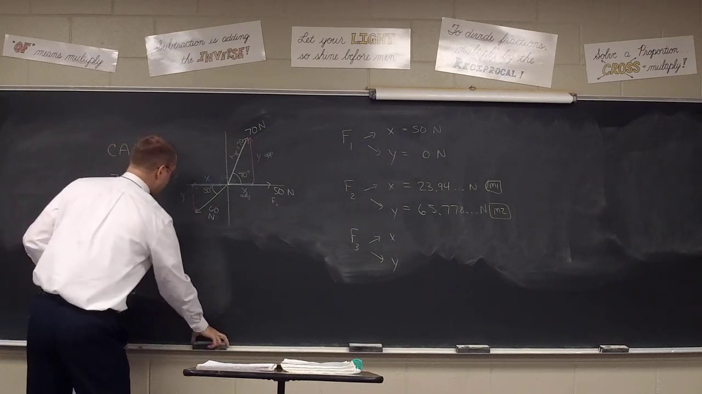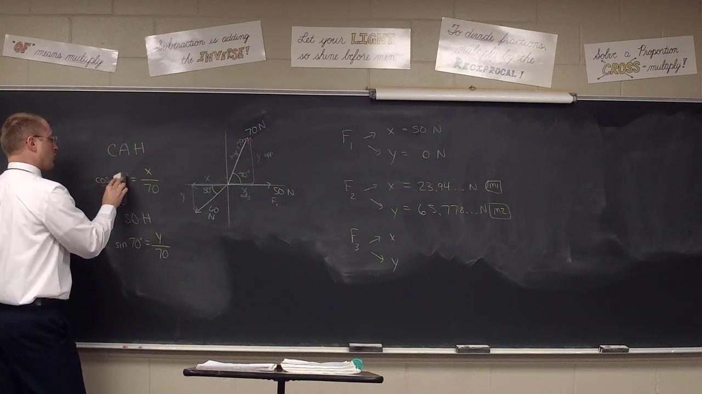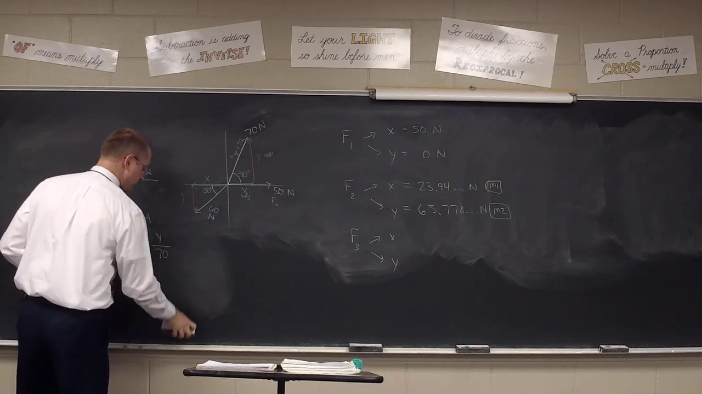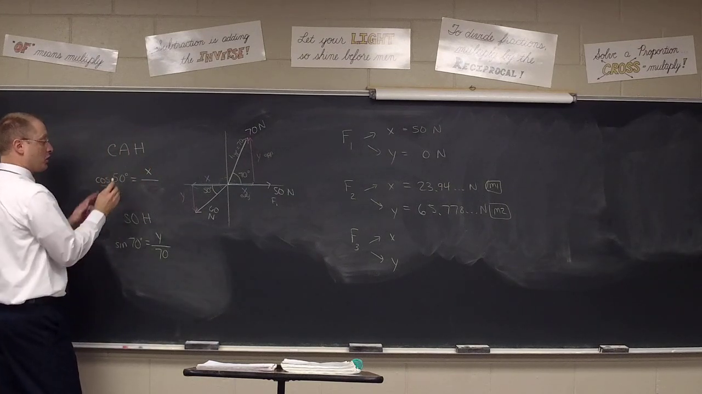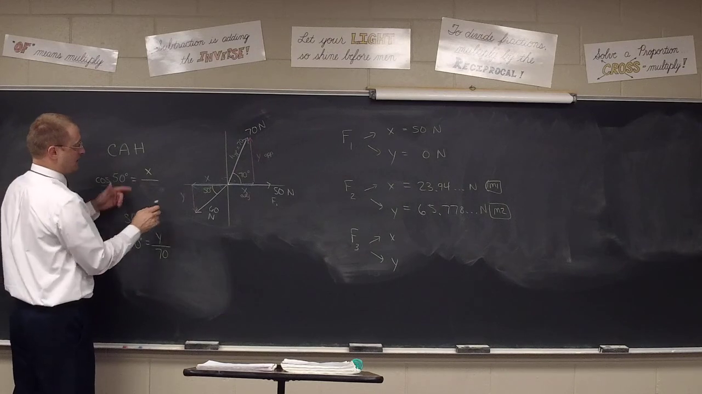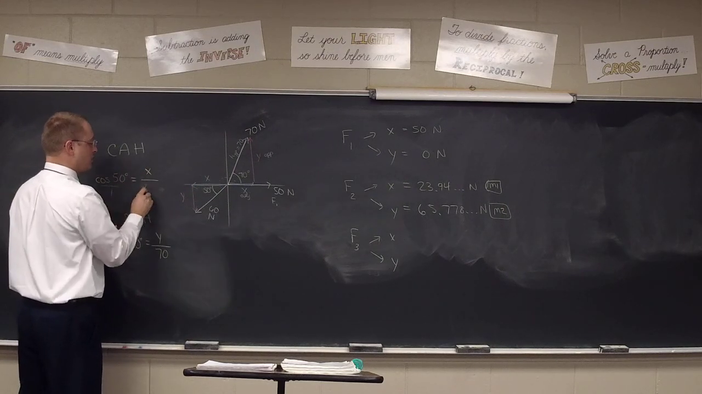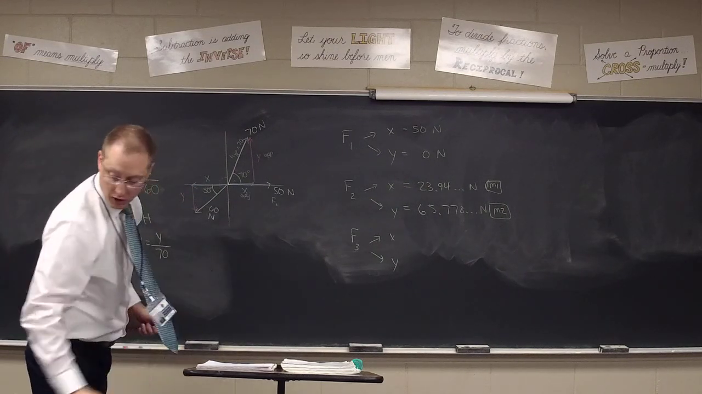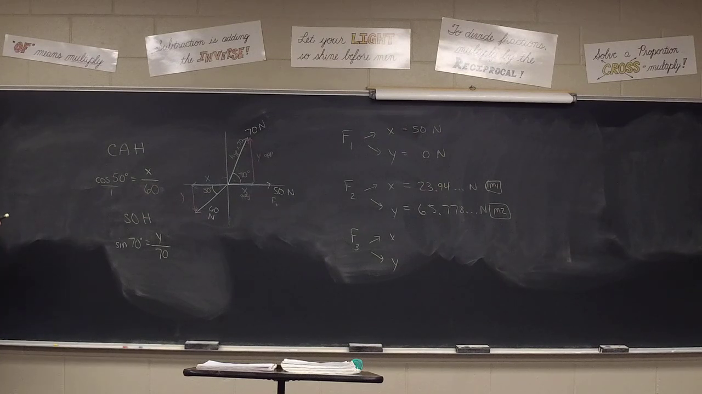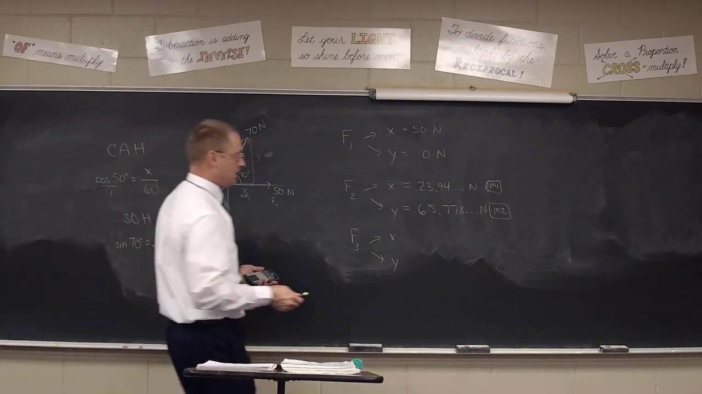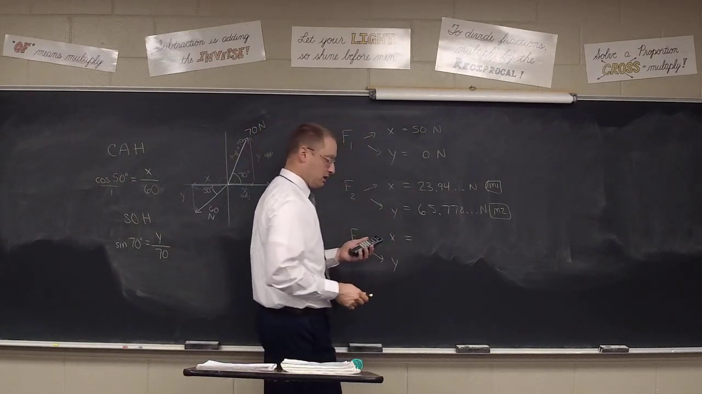Cosine. We'll take the cosine of, I'm going to go with what we've got drawn here, the 50-degree angle. You realize you could use 230. And then we're going to say that's the adjacent x over the hypotenuse 60. And so for our third force, what do we get for the x component?